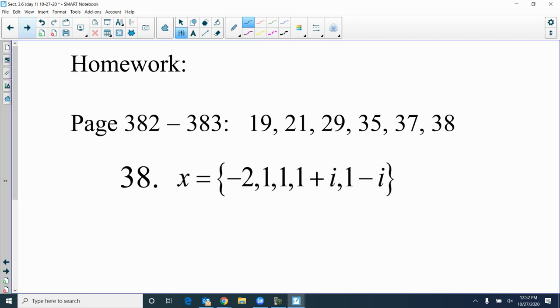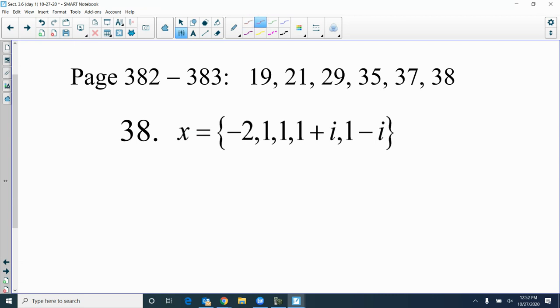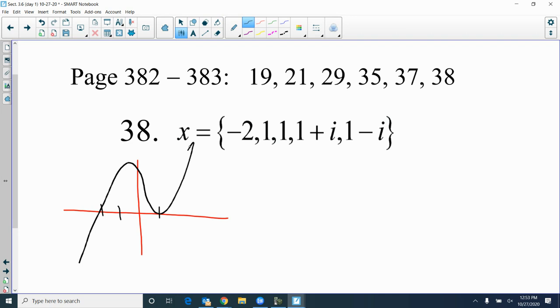Now, for 38, here's what's going on. Most everybody was okay. Couple issues. The graph looks like this. So it hits at -2 and it hits at 1. Well, then it hits at 1, it bounces there, so it's a root twice. So you got to use that 2 times in the synthetic division. So you got to use -2, use 1, and then use 1 again in order to get that all the way down to quadratic. Okay, and then you'll be good.